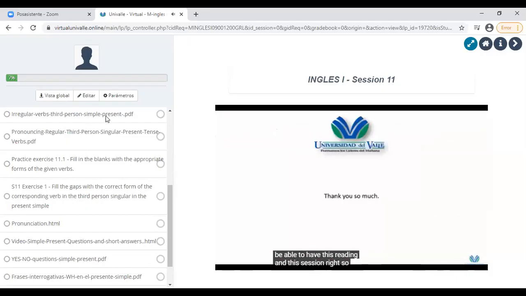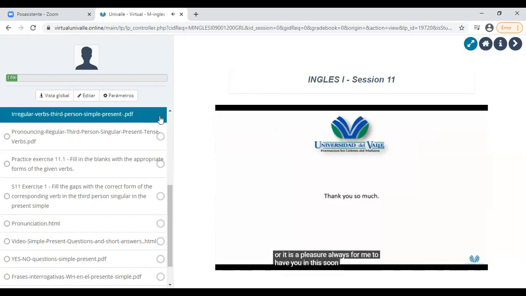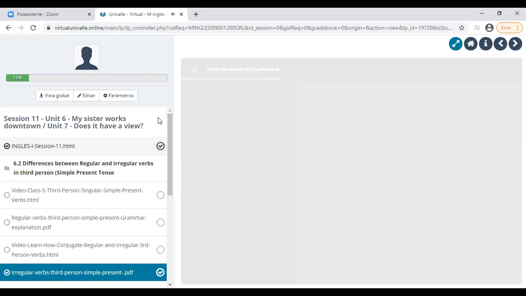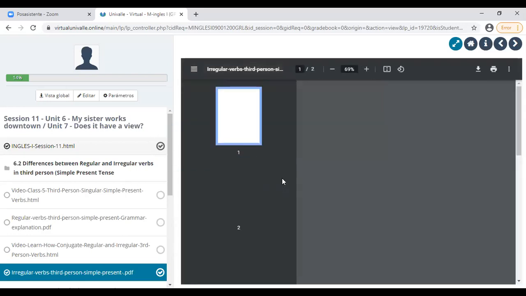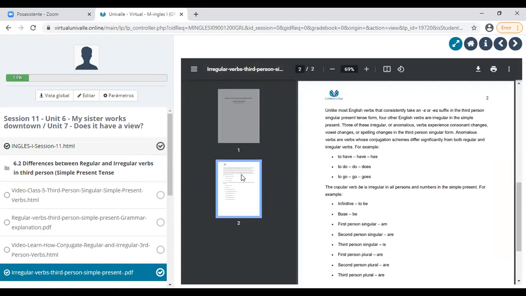And here we have our grammar explanation. Our grammar explanation, irregular verbs, third person, and simple present tense. Okay, we're gonna take a very quick look at it.